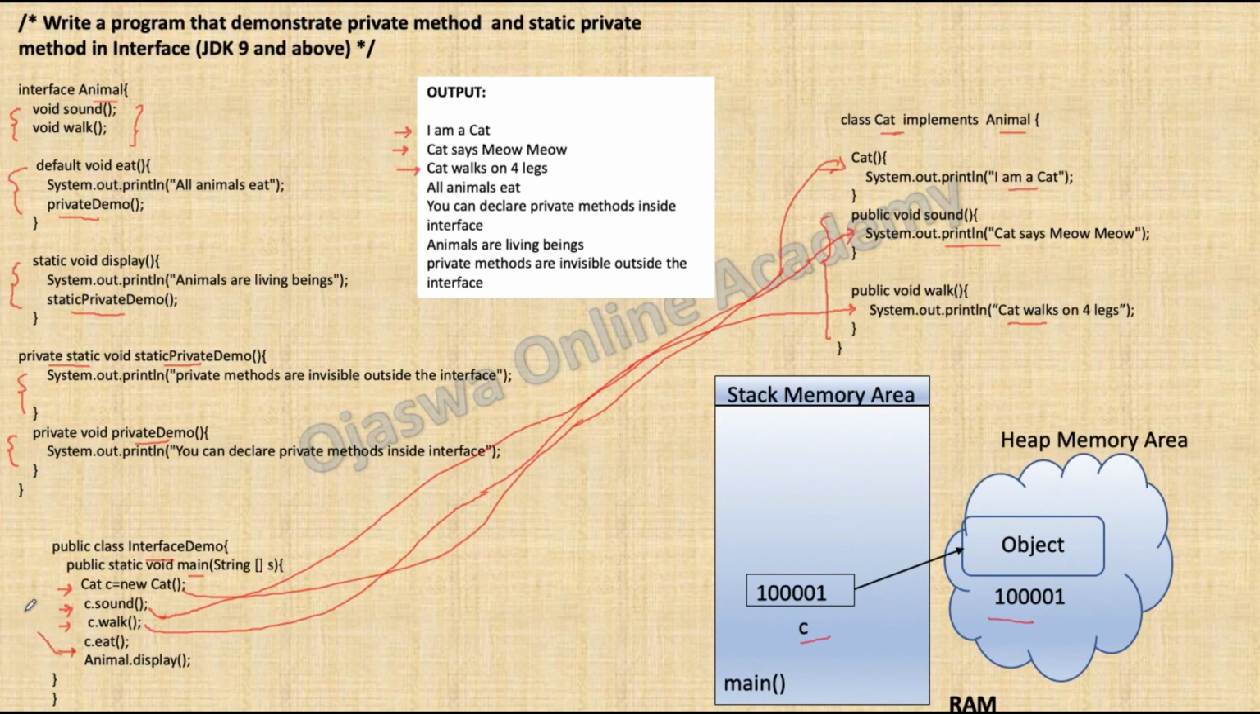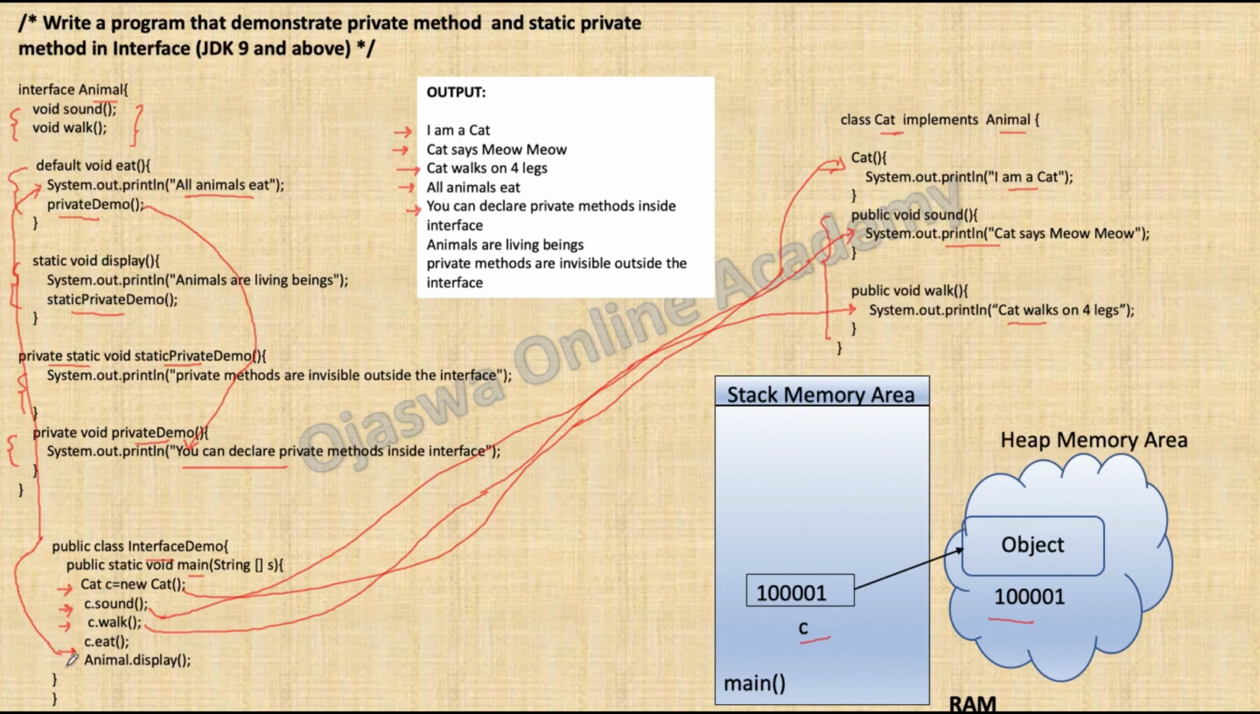So from here control of execution will go to the definition of the eat method inside the interface Animal over here. The first statement executed is all animals eat. This is printed, and the next is a call to the private demo method. So this is a method call. Control of execution will go to the definition of private demo over here, and the code inside will execute. You can declare private methods inside interface. This will be printed to the console.